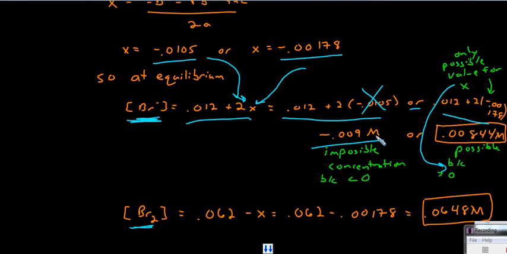And knowing that is the value of x, we can plug that in for finding the concentration of Br2, and we get 0.0648 molar. So we have the concentrations of both our reactants and products, and so we've completed the problem.